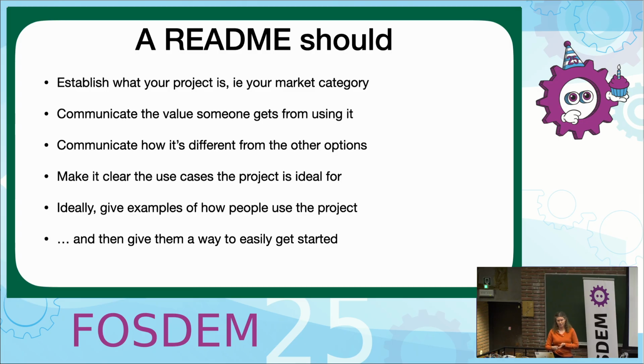You want to communicate the value that someone gets from using your project. You want to communicate how it's different from the other options. You want to make clear the use cases that the project is ideal for, and also, ideally, the use cases that your project is not ideal for. This is a matter of respect for the ecosystem. Somebody comes to your project's README and looks through it. If it's not going to be a good fit, you don't want them to get started. You want them to go away and find the project that is going to be a good fit. They will never be a user, but in terms of the health of the entire open source ecosystem, it is a good thing when people can quickly decide that this project doesn't work for them.